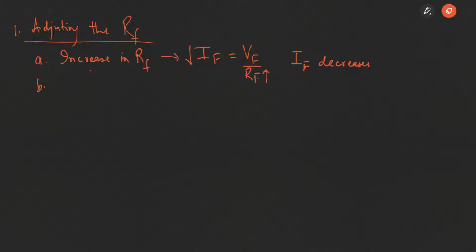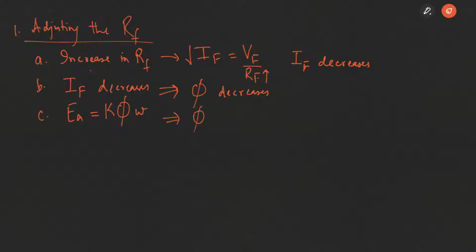Now with IF decrease, as IF decreases, this implies flux decreases as well. The flux produced by this system will decrease. Now we know that the induced voltage in a DC machine is equal to K phi omega. If phi decreases, EA will decrease as well.